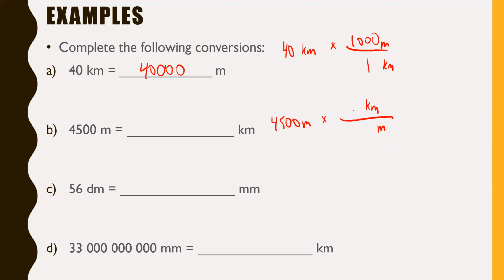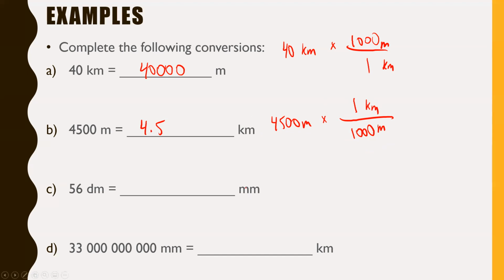I'm going to use the same conversion factor from that last one there. I know 1 kilometer is the same thing as 1,000 meters. You could have said 0.001 kilometers is the same thing as 1 meter, whatever floats your boat. Honestly, it's going to work the same way either way. Throw that in your calculator, 4,500 times 1 divided by 1,000. This is going to give you 4.5 kilometers.